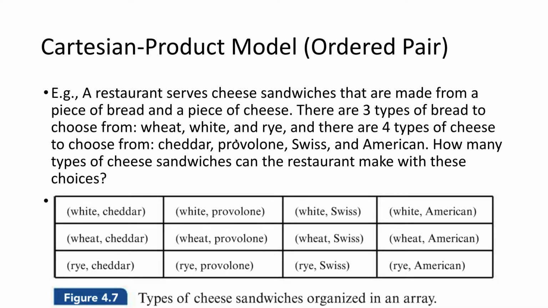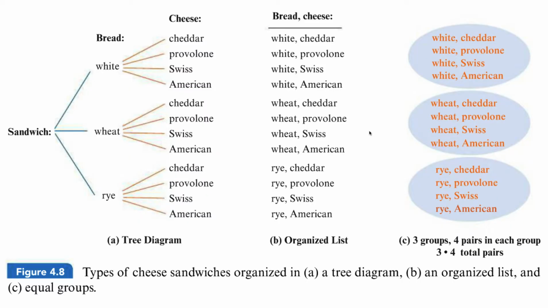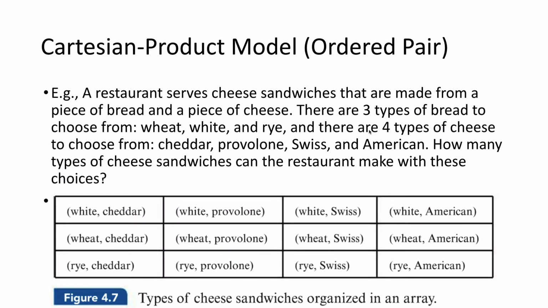Well, I will start with bread. So I can have white bread only. For each white bread, I can assign different cheese: cheddar, provolone, Swiss, American. For other types of bread, I will do the same thing. So wheat bread, cheddar, provolone, Swiss, American. For rye bread, you can have cheddar, provolone, Swiss, and American. So we didn't miss anything. We counted all of that, which is exactly same as 3 times 4, isn't it? 3 types and 4 types, 3 times 4. That's how you can count, right?